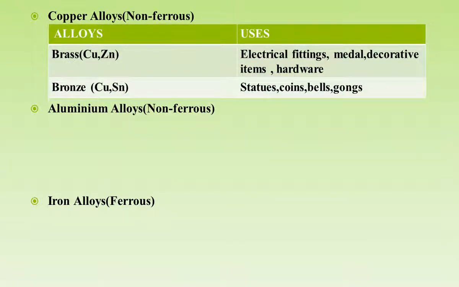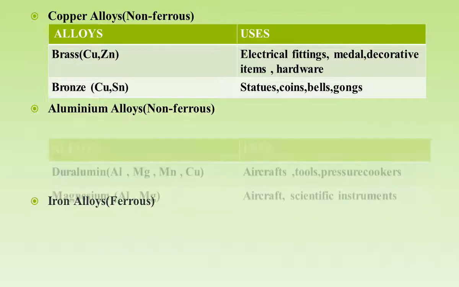If you are looking at alloys, brass and bronze are copper alloys, which are non-ferrous; iron is not a major component, they contain copper and zinc. Uses include fittings, electrical fittings, metal decorative items, statues, coins, bells, and gongs.